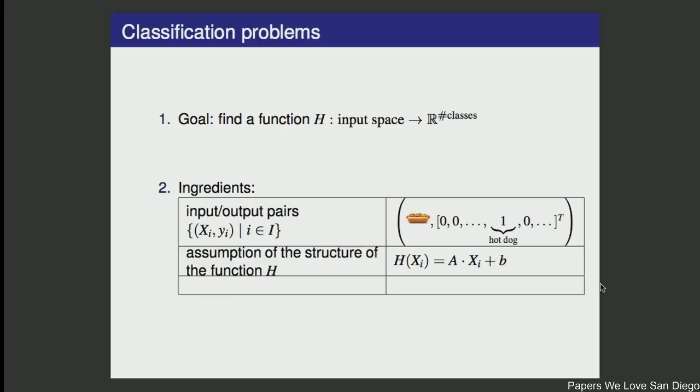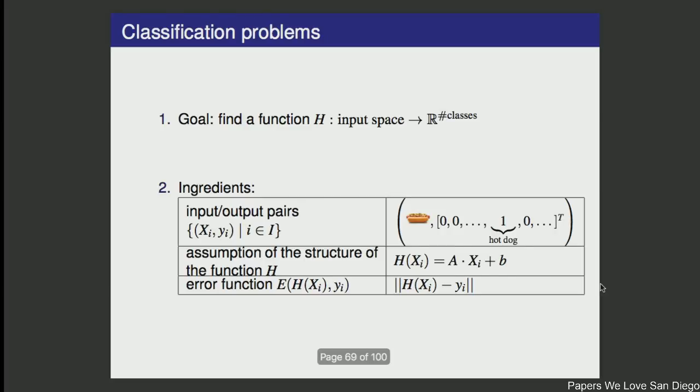So we could make the assumption, for example, that if you give me an input array, I'm going to flatten that array into a vector, multiply it by a matrix, and add a scalar, a so-called affine transformation, and that's going to be what my function should look like. That's just a guess. But there are other ideas as to what this function could look like. So that's the second thing you need.